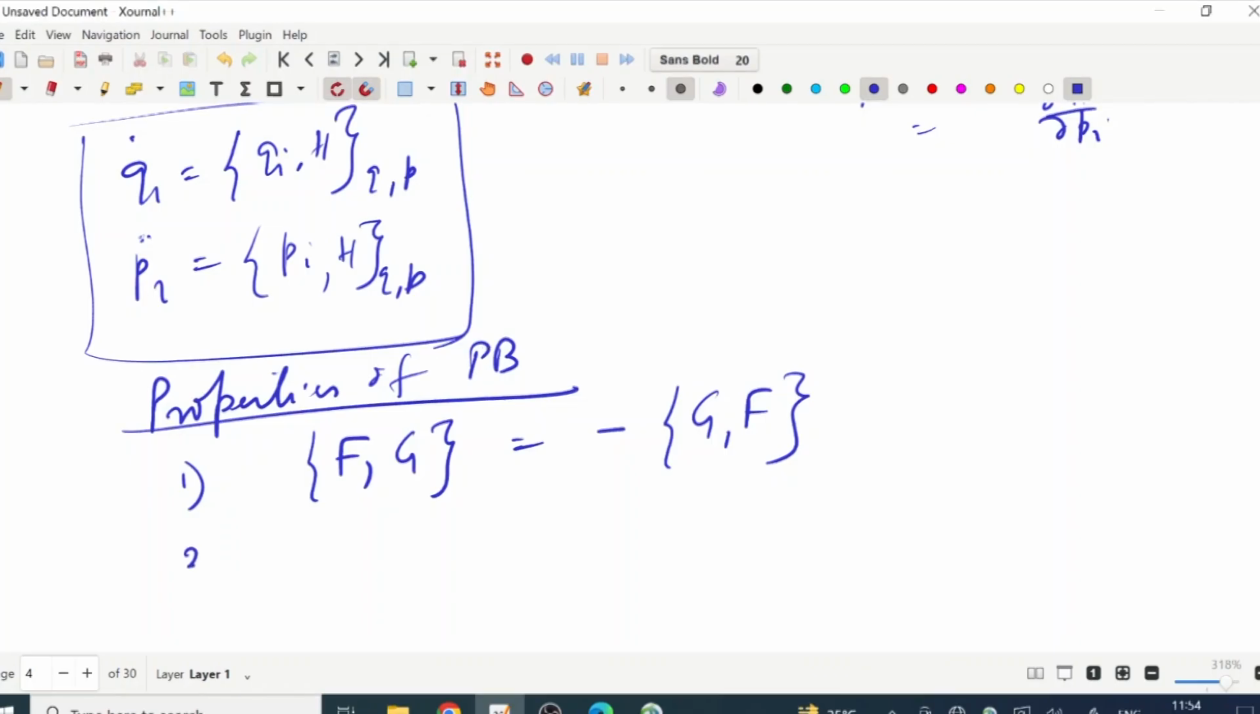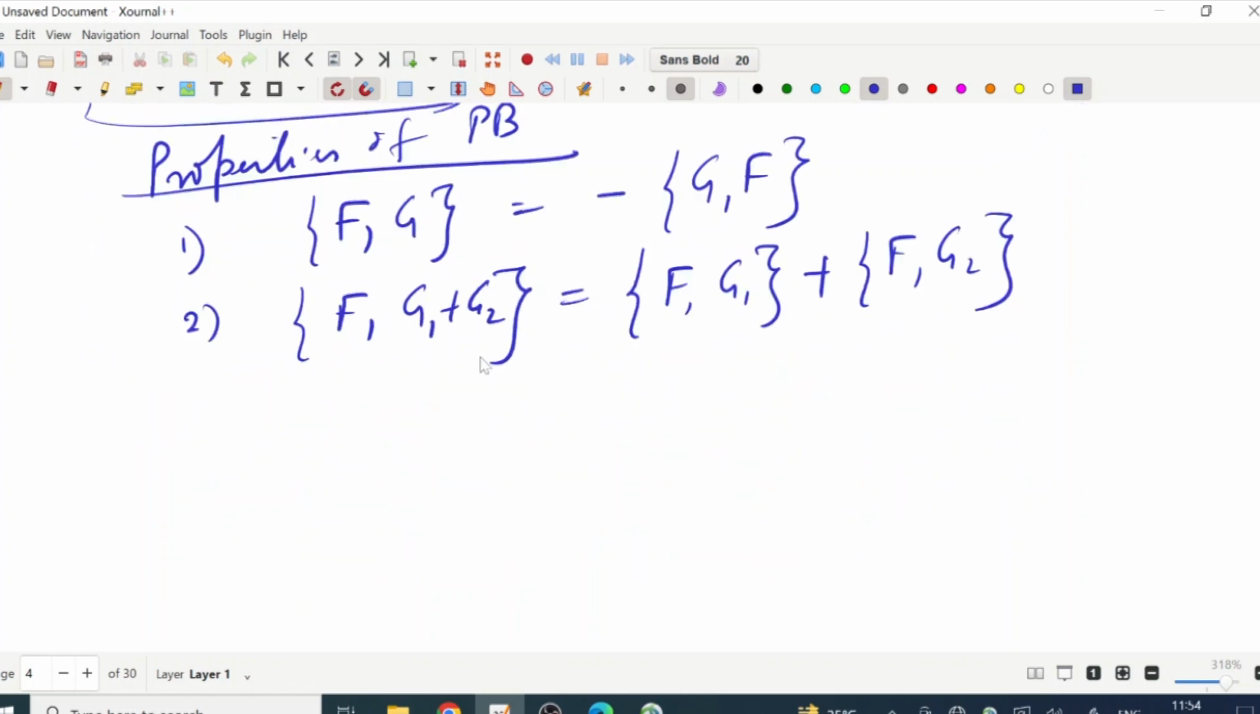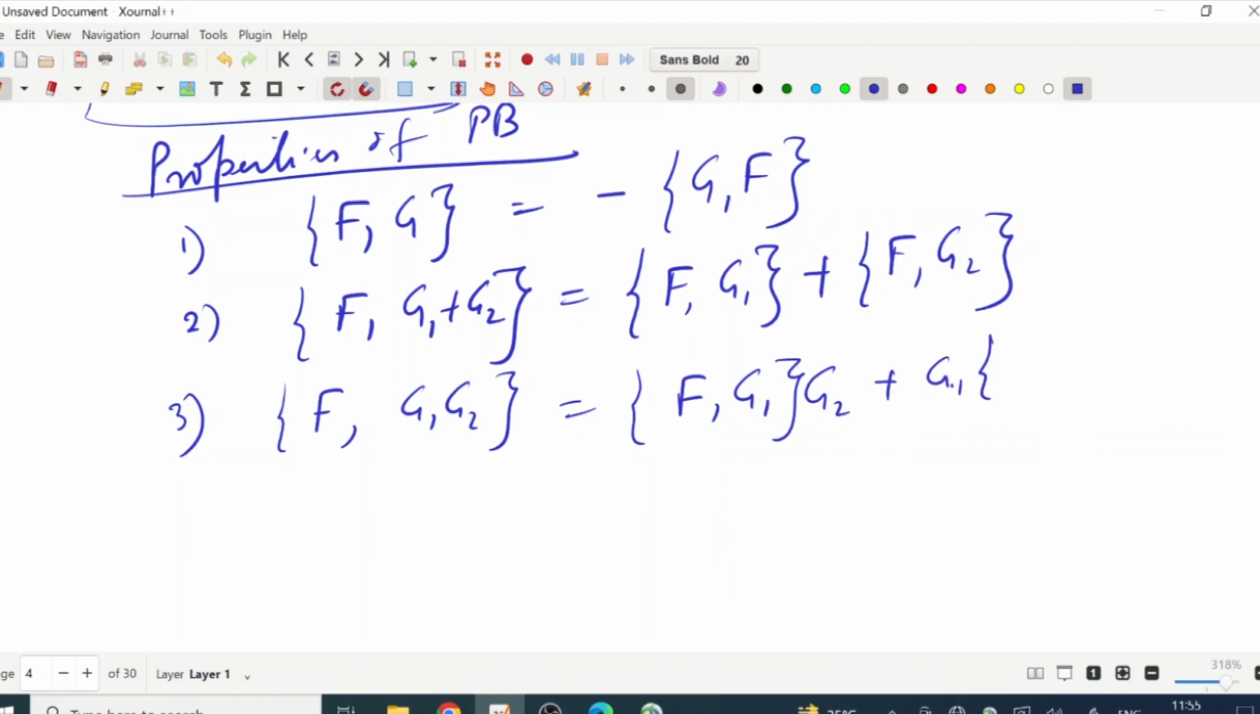Now, the second property is that if you have the Poisson bracket of f with two different quantities g1 plus g2, it is basically the Poisson bracket of f with g1 plus the Poisson bracket of f with g2. So, the Poisson bracket with a sum of two quantities is the sum of the Poisson brackets. Now, for the product, property 3: if you have a product of two quantities g1 and g2 and you are calculating the Poisson bracket with f, then the differentiation rule will be followed: {f, g1} g2 plus g1 {f, g2}.